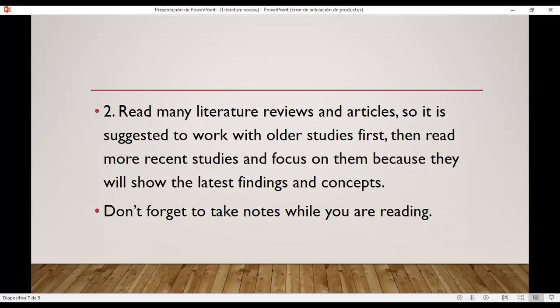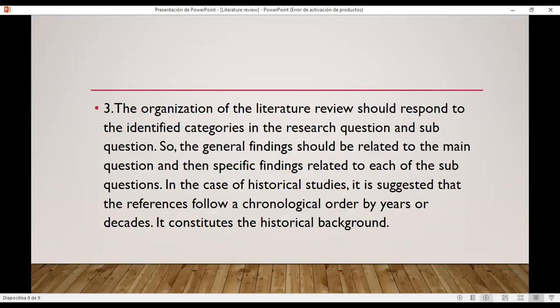And then it's suggested to take notes while you are reading, but it's better to elaborate a chart, no? To elaborate. I'm going to share later some suggestions also for this step.